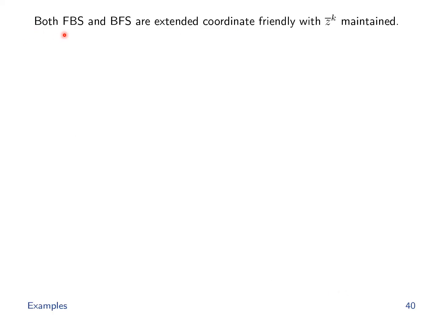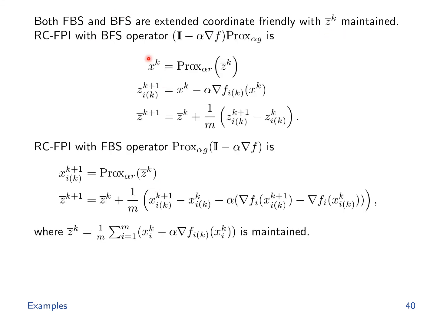Interestingly, both forward-backward splitting and backward-forward splitting are coordinate friendly when the average of the yi's is maintained, and they are equivalent. Let's compare the two. The backward-forward operator applies the backward operator, prox, and then the forward operator, gradient descent. The forward-backward splitting operator applies gradient descent and then a prox. The random coordinate version of backward-forward applies updates to zi. The random coordinate version of forward-backward splitting applies updates to xi.